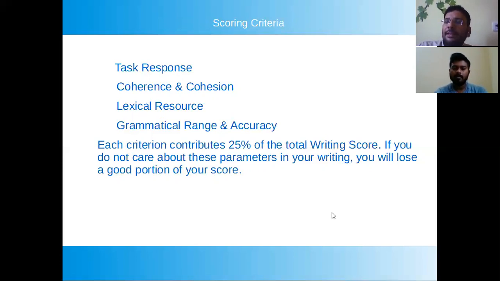Especially in IELTS, one paragraph you should devote to the introduction, two separate paragraphs for your body, like body one and body two, and then you need to have a final conclusion. If you do this, you will be given good marks in coherence and cohesion. You also need to make sure that you use the right transition words.